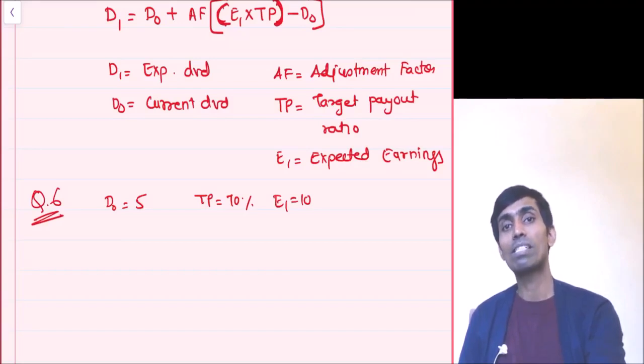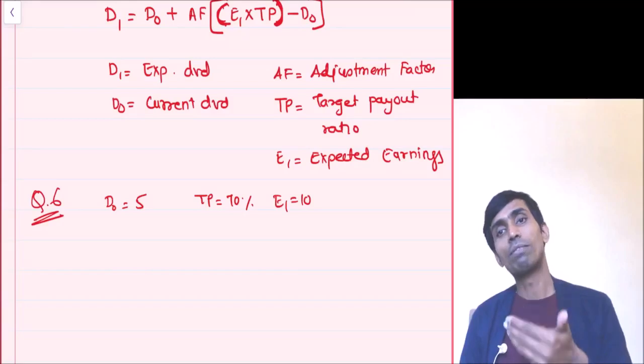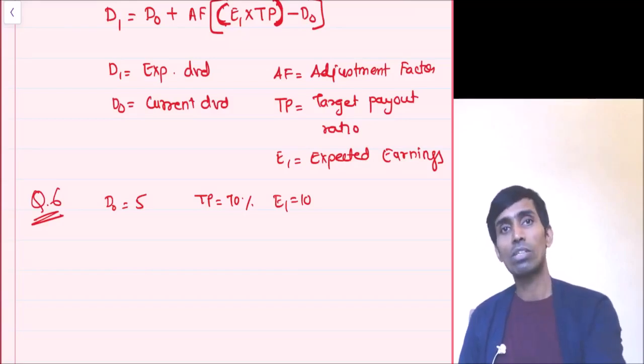Only 50% of the dividend can be maintained. That means only 50% dividend can be given in the coming years. And what they are saying is, if the adjustment factor is 50%, I will adjust 50%. So if the adjustment factor is 50%, what will be your expected dividend?